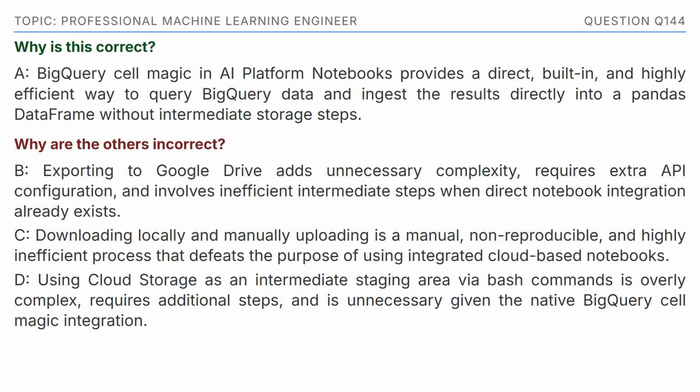Why are the others incorrect? B. Exporting to Google Drive adds unnecessary complexity, requires extra API configuration, and involves inefficient intermediate steps when direct notebook integration already exists. C. Downloading locally and manually uploading is a manual, non-reproducible, and highly inefficient process that defeats the purpose of using integrated cloud-based notebooks. D. Using cloud storage as an intermediate staging area via bash commands is overly complex, requires additional steps, and is unnecessary given the native BigQuery cell magic integration.